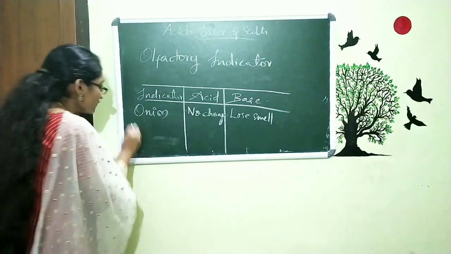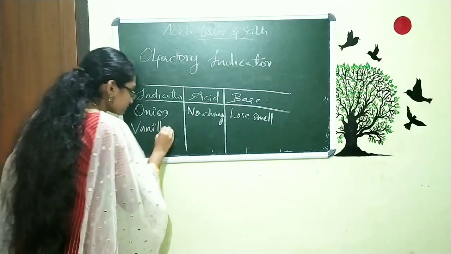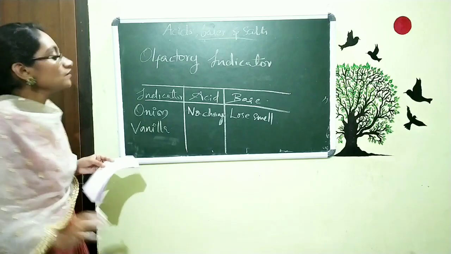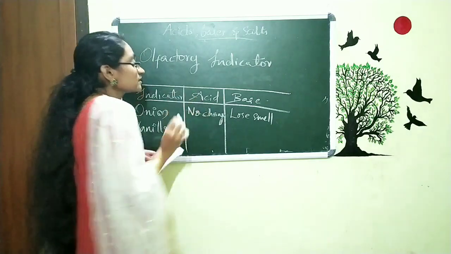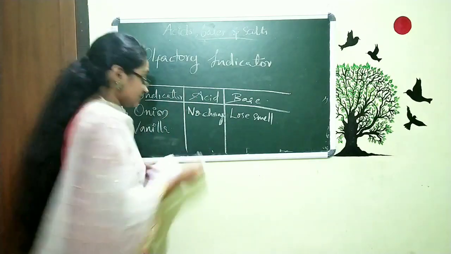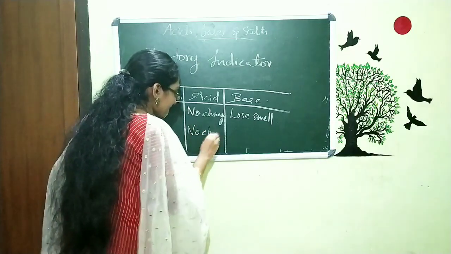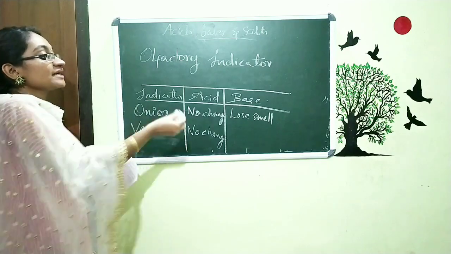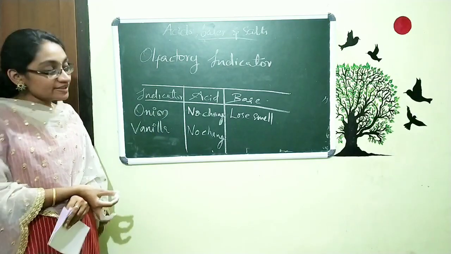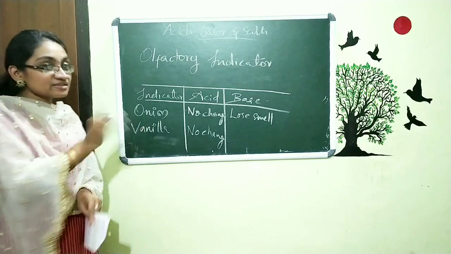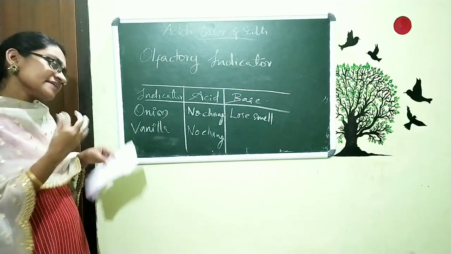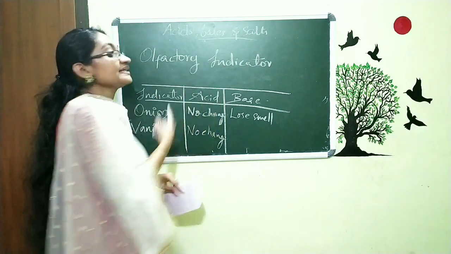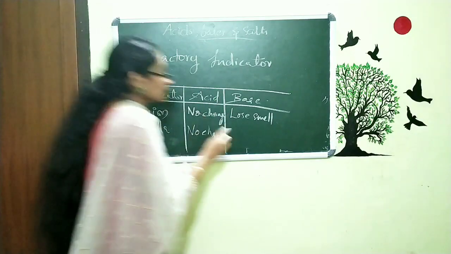The next one is vanilla essence. Vanilla generally has a sweet smell. For the acid, there is no change in the smell. When we add vanilla essence to hydrochloric acid, what happens? The vanilla essence does not change its smell. The same smell remains, so we can say it is an acid. And when we add the base to this, it loses its smell.